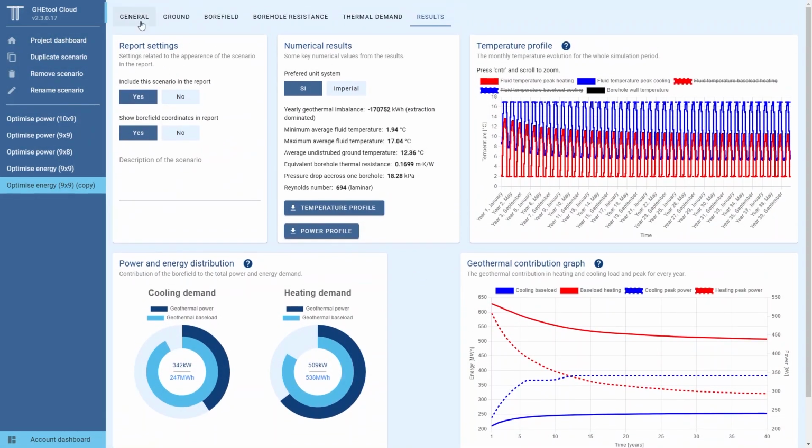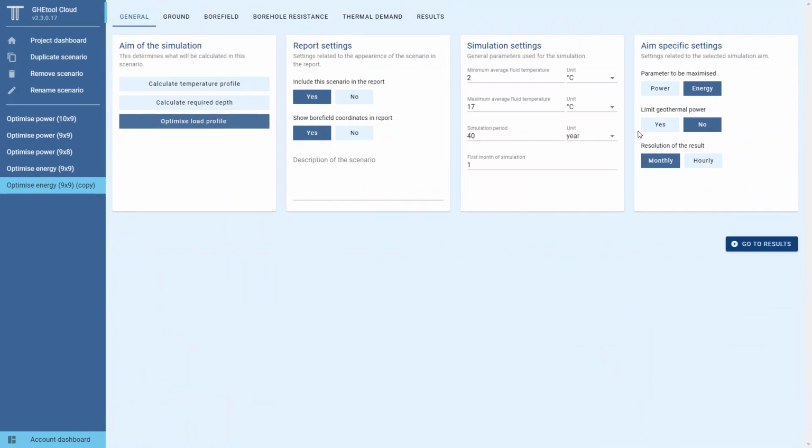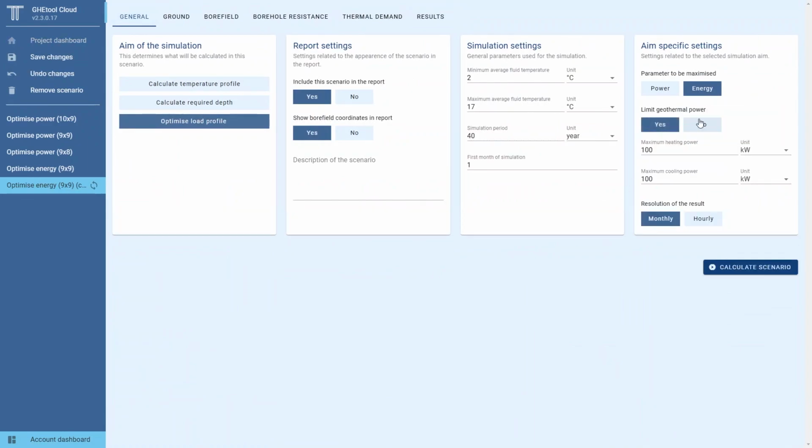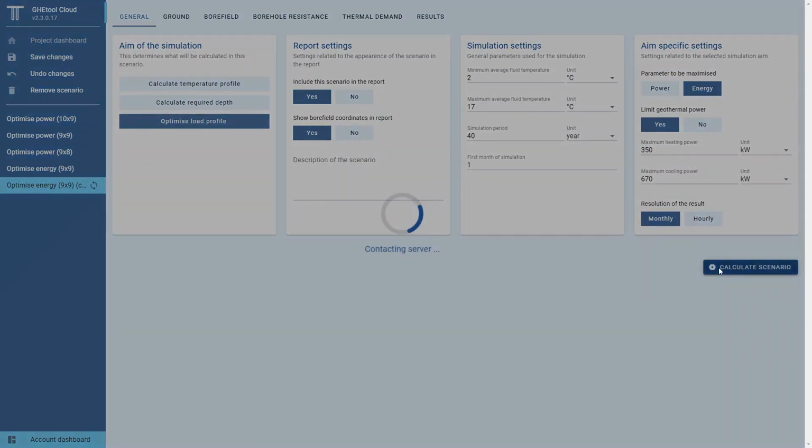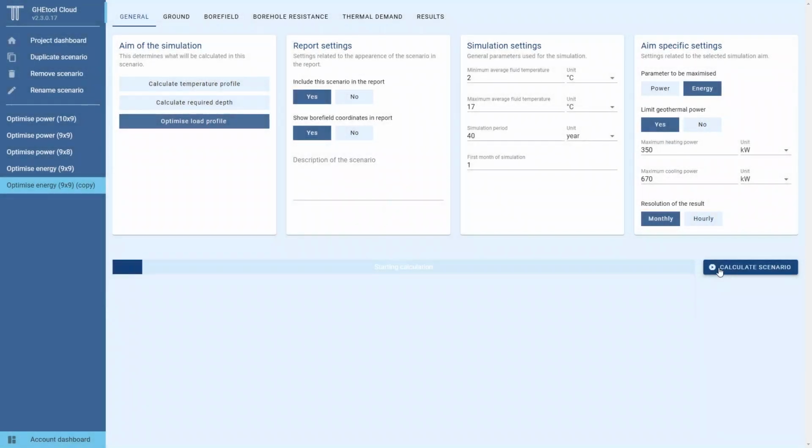If we move over to our general tab, we can say that we have to limit the geothermal power. So for cooling, it was not that important. So let's set it back to 670 because it was just a heat exchanger. But for heating, we can say, well, we do not want the full 509 kilowatts because that's way too expensive. But let's see if we, for example, install only 350 kilowatts. So limit your optimization to use only 350 kilowatts in heating.